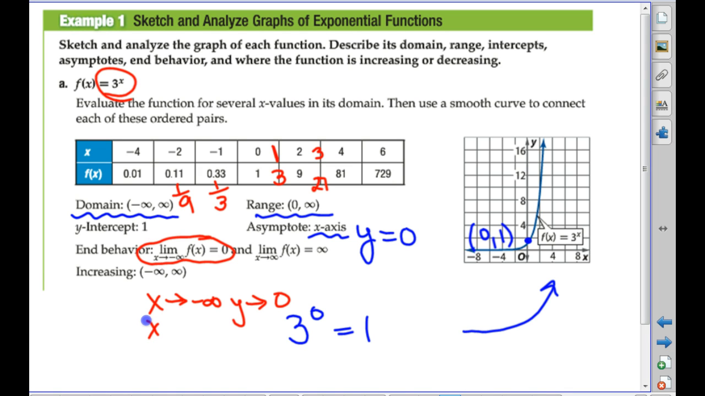The right side, when x is big, what's it doing on the right? Yeah, it's going up to infinity, exactly. It's going up forever, okay? Those are the kinds of things it's going to ask us to do about basically every graph we look at.